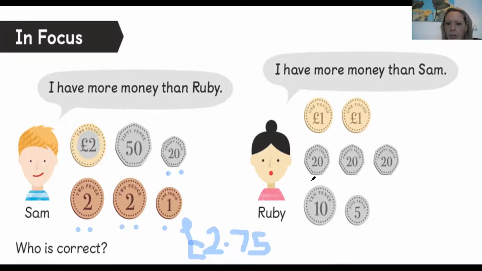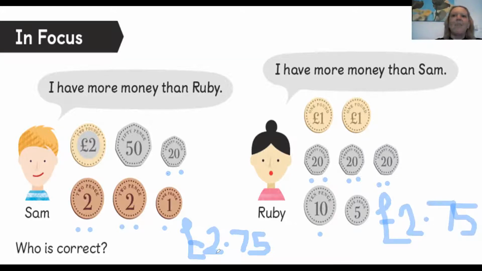This time she's got a 20p. That's 2 tens. Another 20. Another 20. 1 ten and a 5. So let's count these. So we've got £2, 10, 20, 30, 40, 50, 60, 70, 5. So what have we found out? They have both got the same amounts of money.